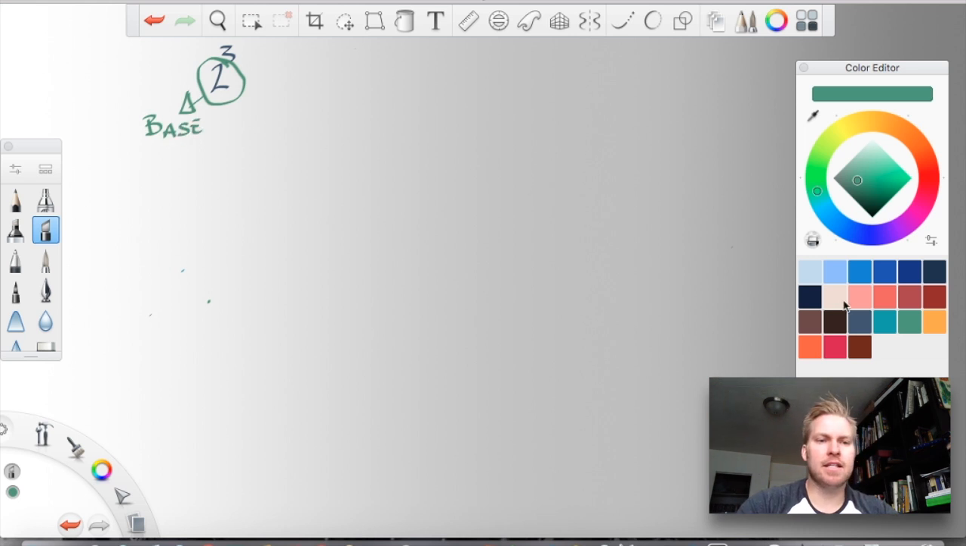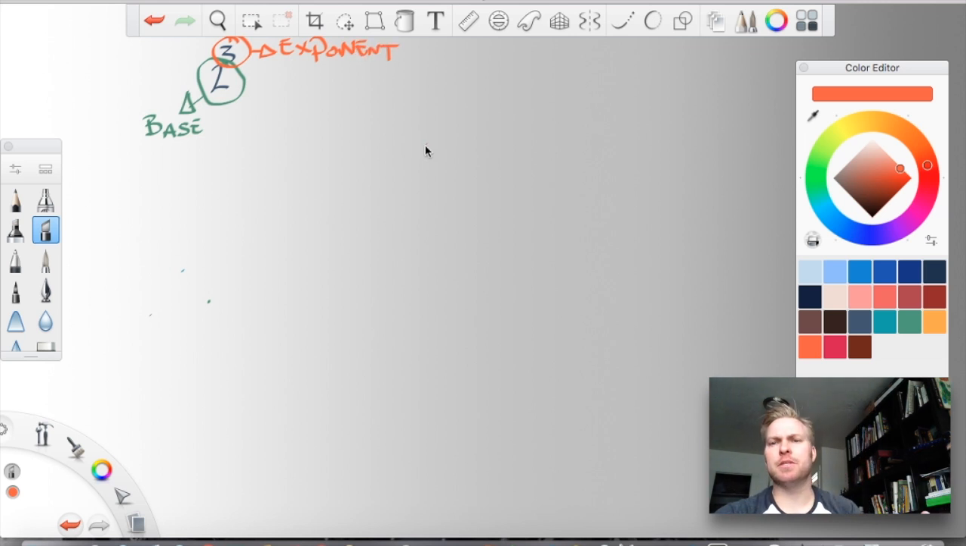Okay. And the next piece we want to talk about is this 3. The 3 here is what's called our exponent. Oops, I can't write. Exponent. Okay? And we need both these pieces to be able to do exponents. Otherwise, the whole thing kind of falls to pieces.